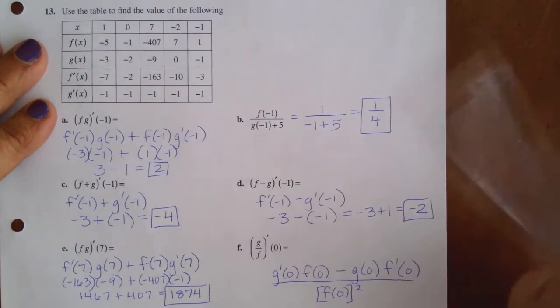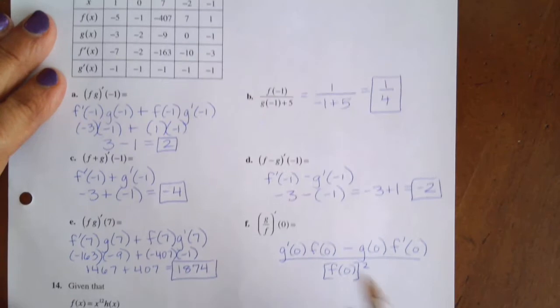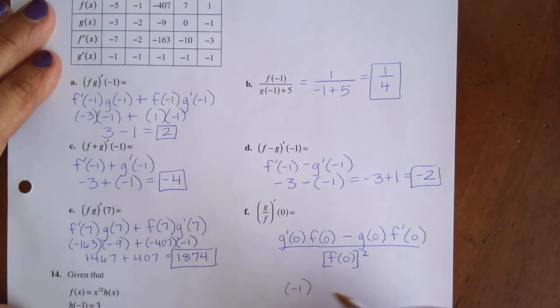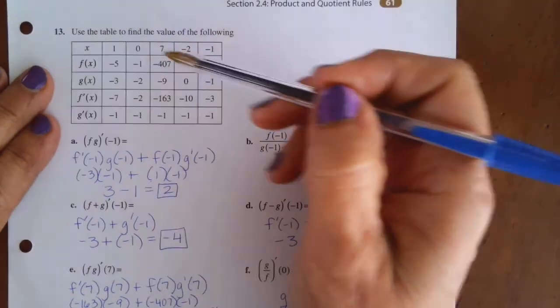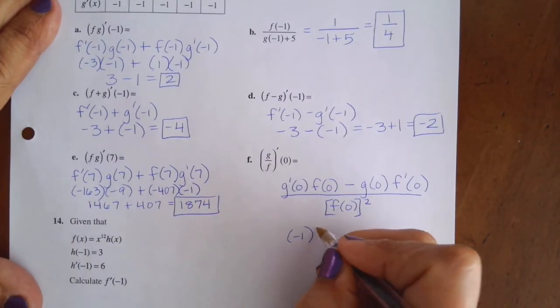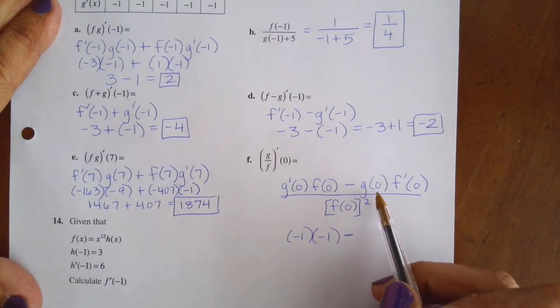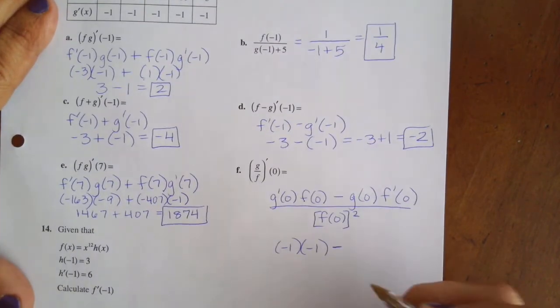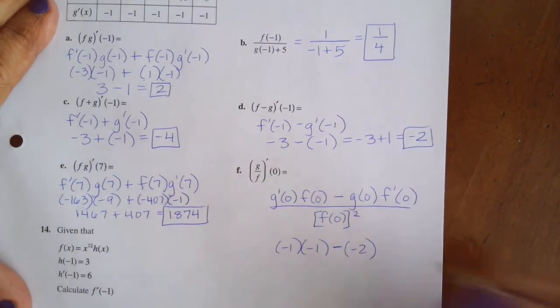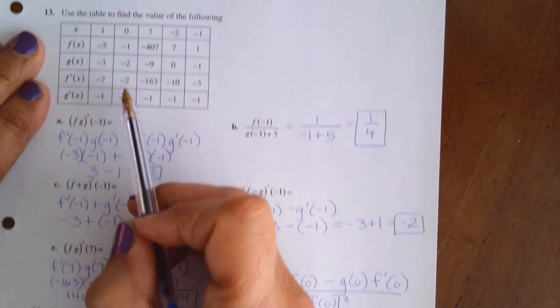All right, so g prime of 0, so that is negative 1. I'll keep sliding this. Okay, negative 1. Then f of 0, that's the top number, negative 1, minus, now we need g of 0, that's negative 2. And then f prime of 0, that's negative 2.